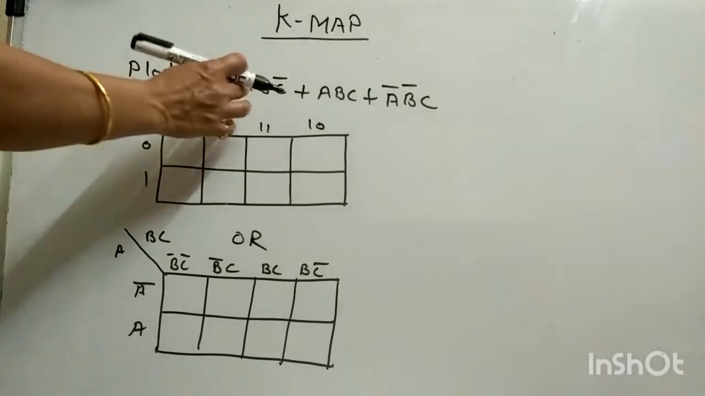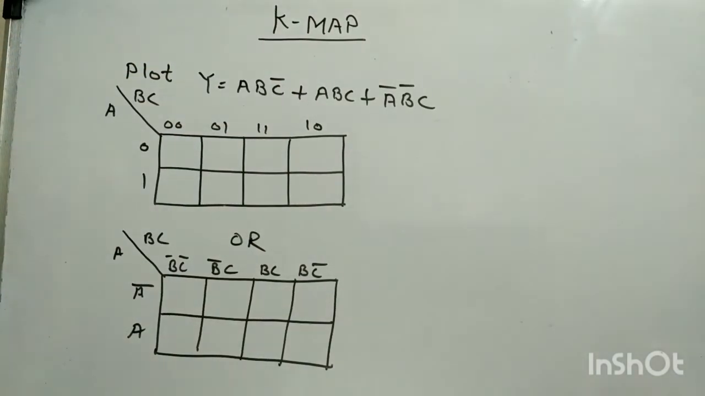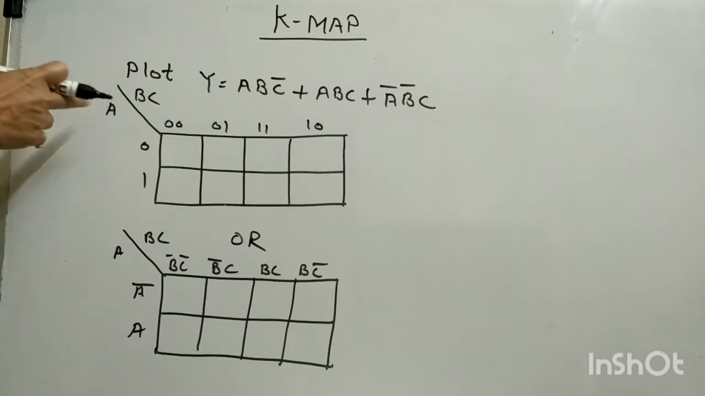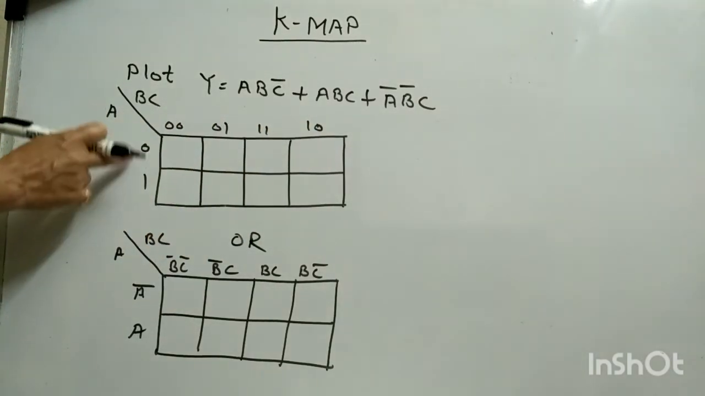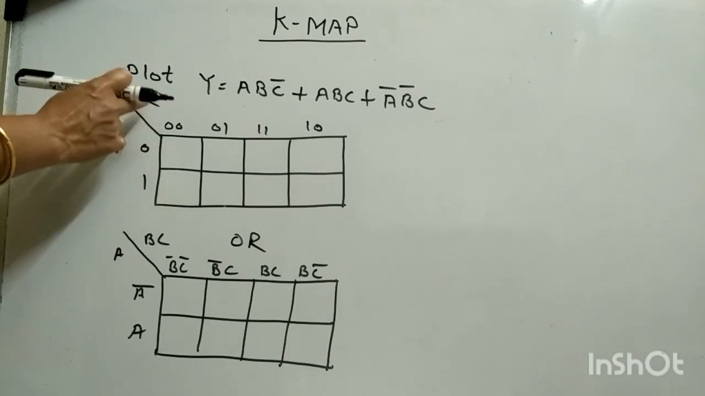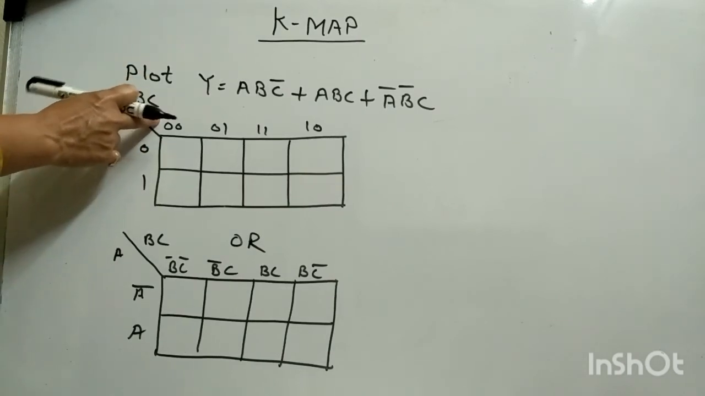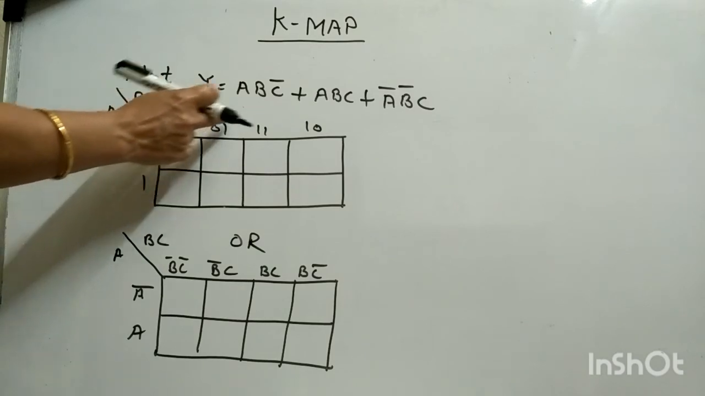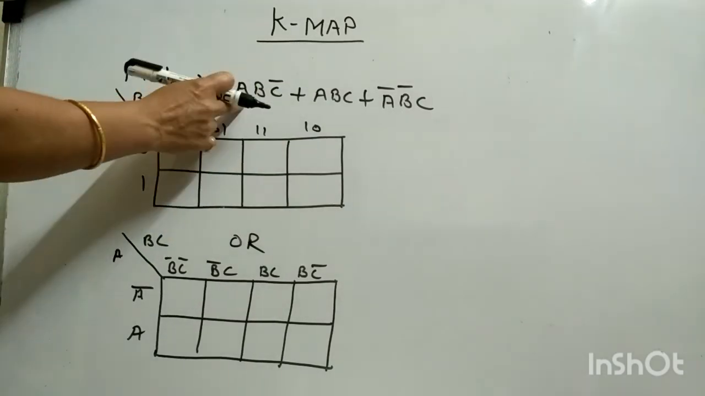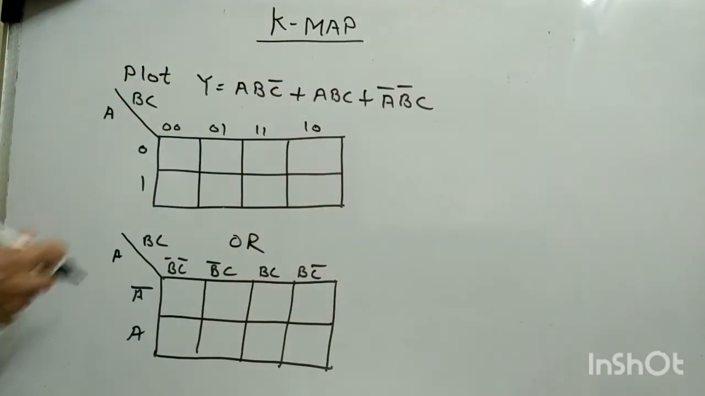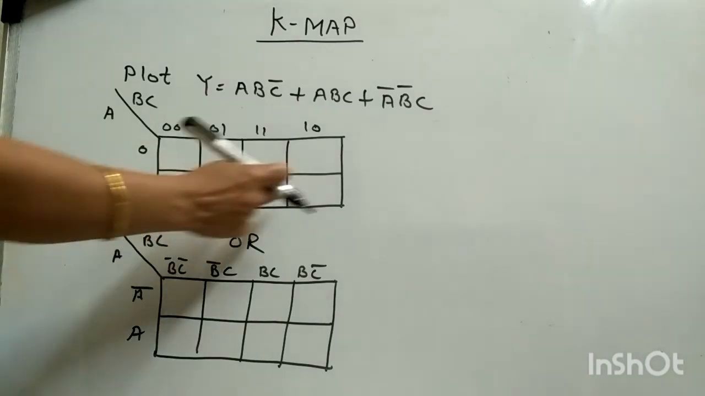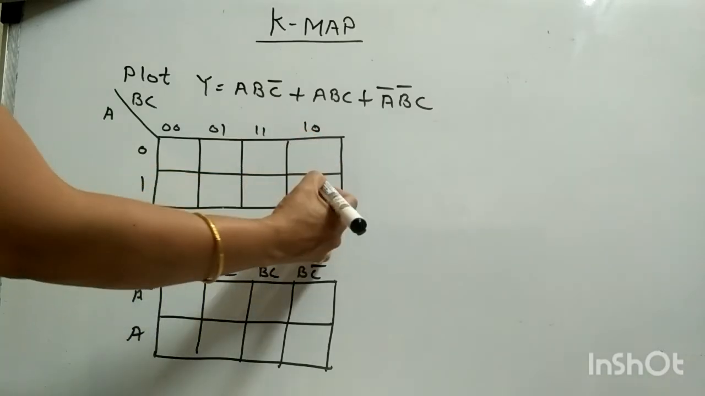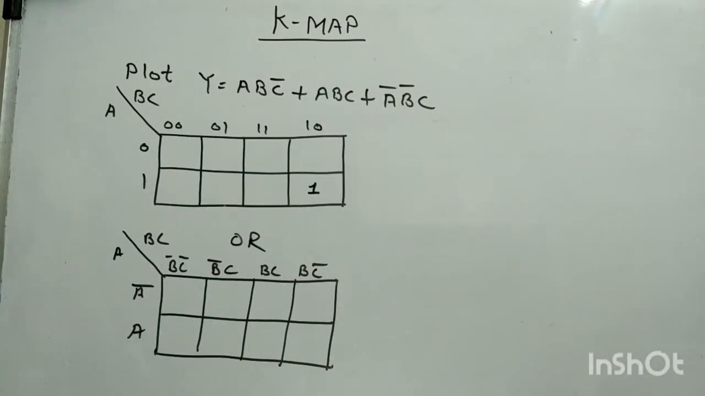Now the first is A B C bar. So let us try to plot this. This is variable A, this is 0, that means this row represents A bar and this represents A. This is BC, so this is B bar C bar, this is B bar C, BC and BC bar. I am going to represent A B C bar. So A means this row and B C bar means this cell. So at this position I am going to enter the first one.